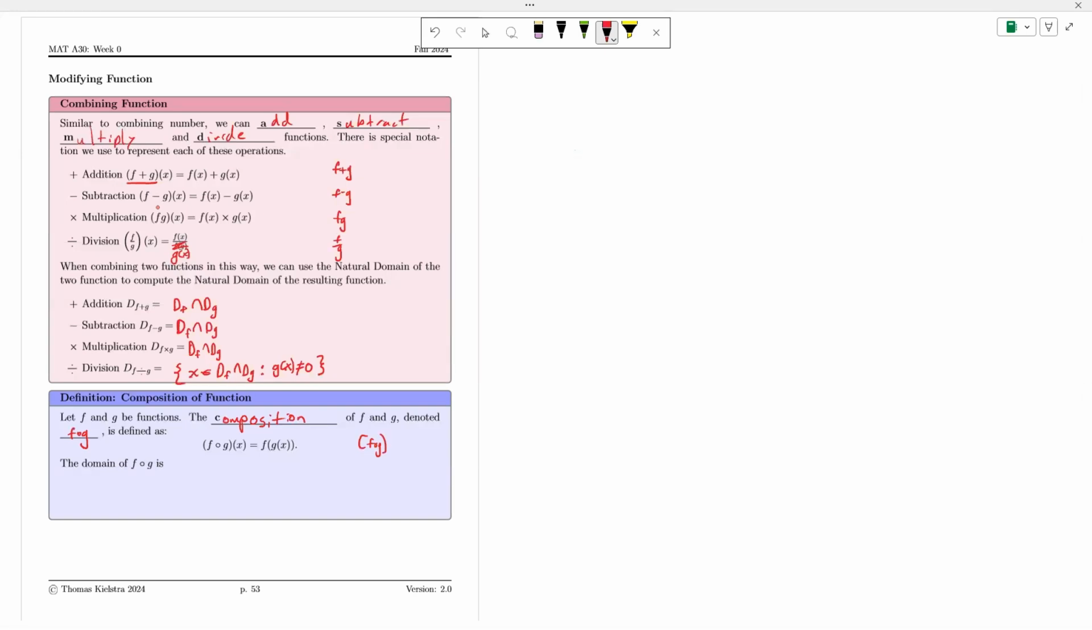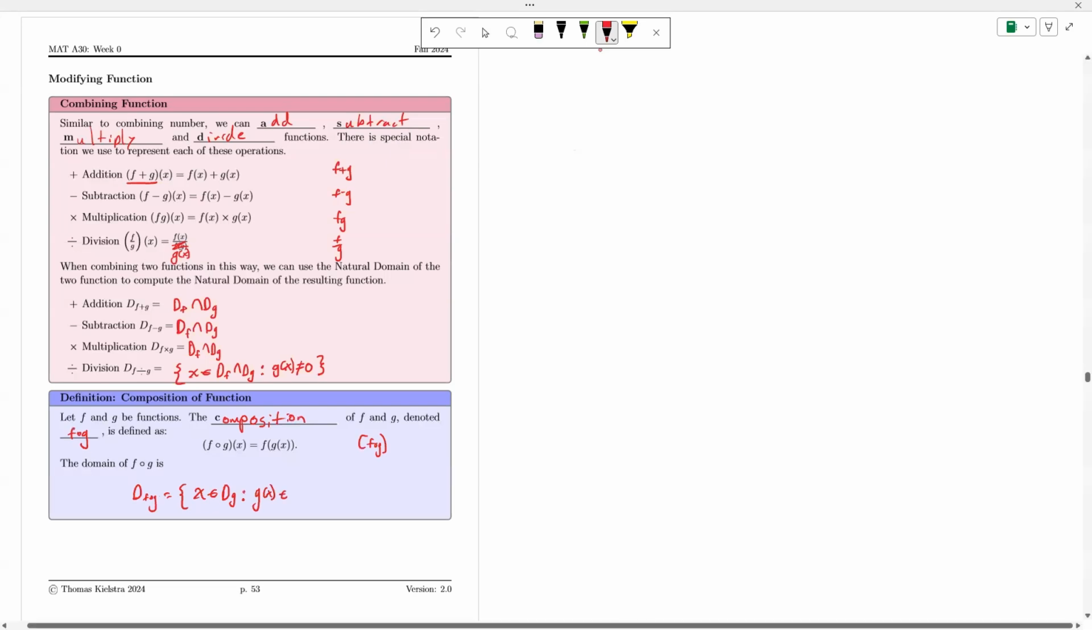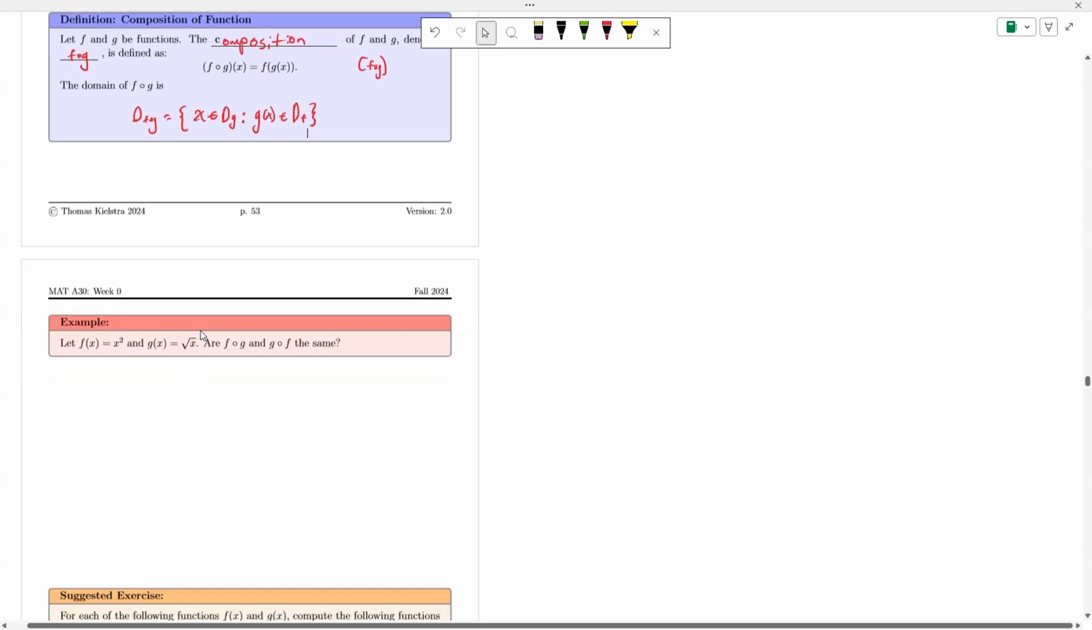Now the domain of f of g is a little bit more complicated. So the domain of f of g is equal to the set of x that's in the domain of g. So we start with the domain of g, and we add the constraint that g of x is in the domain of f. And calculating the natural domain of f of g is sometimes harder.